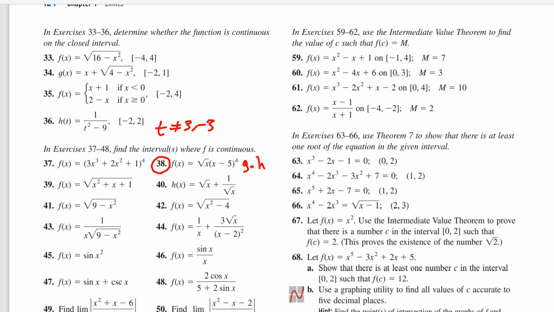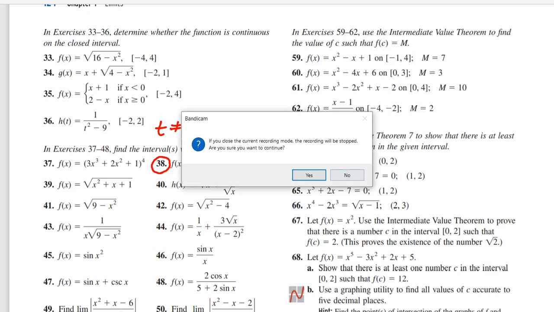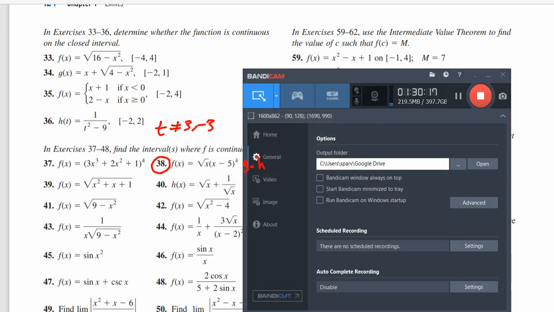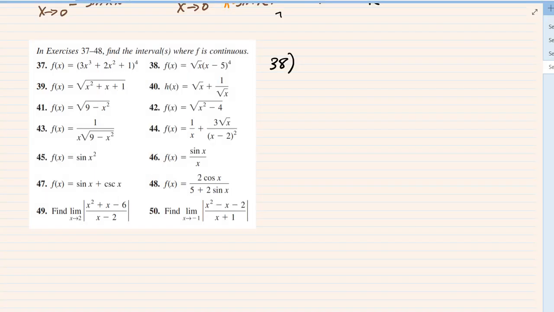So square root of x is continuous. Well, let's actually work that one. Okay, so let me pause and grab this problem, and then we work them. Okay. No. Sorry. I'm not sure what I just did. Oops. Hold on. Okay, so I think this is better.